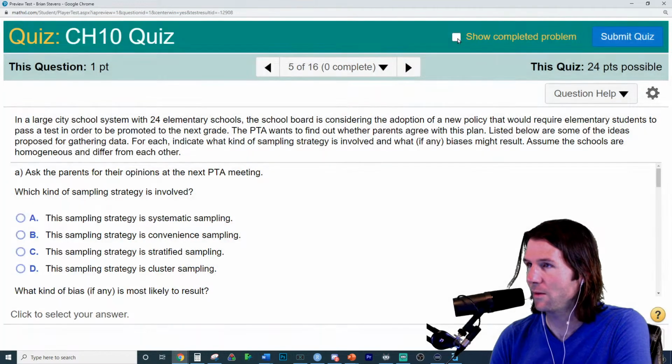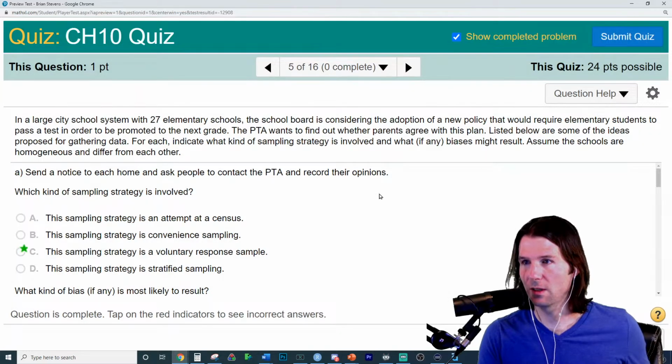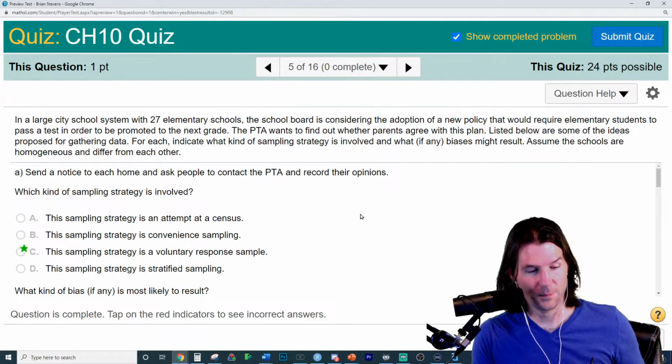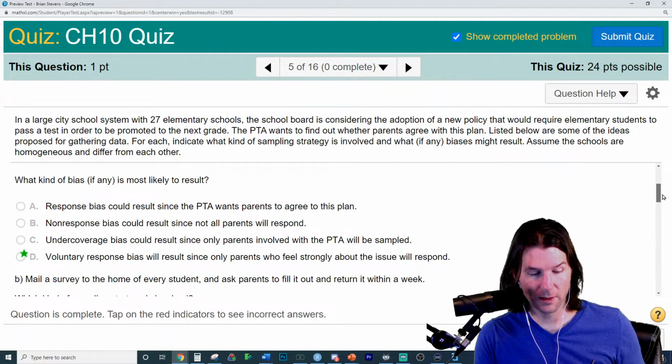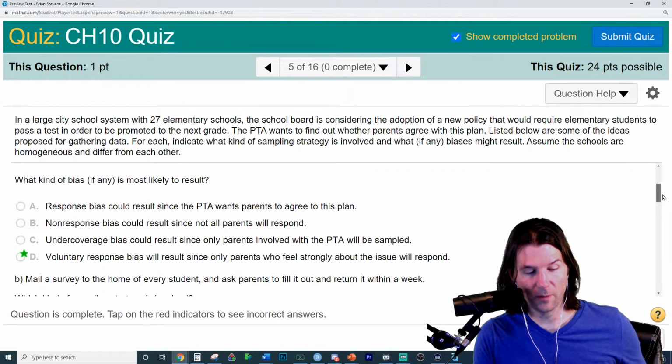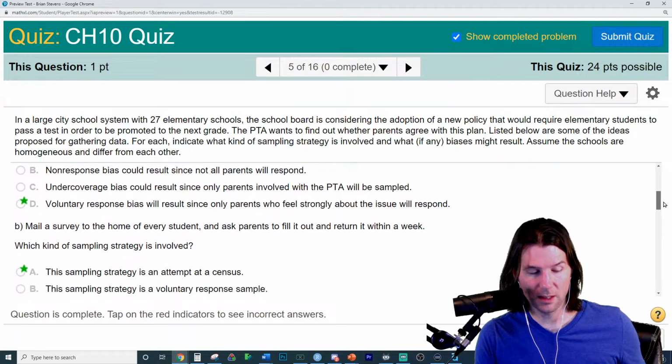This PTA one's tough. I think we've done almost all the versions of it that are possible. We did this one home. We've given away a lot of answers right here. Mail a survey to the home of every student. Ask the parents to fill it out within a week. That's going to be under coverage.